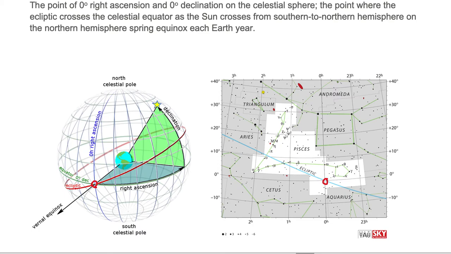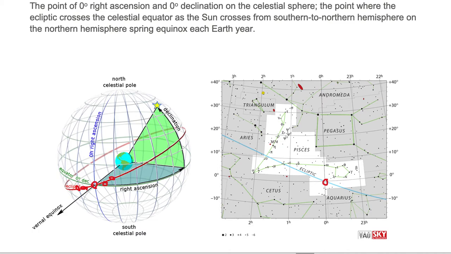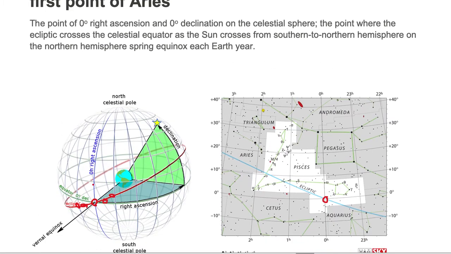The one where we have the rest of the definition, as the sun crosses from the southern to northern hemisphere on the northern hemisphere spring equinox each year. So as the sun is going from the southern hemisphere into the northern hemisphere, so it's making that upward cross of the celestial equator. When it crosses there on its upward path, we have this first point of Aries.